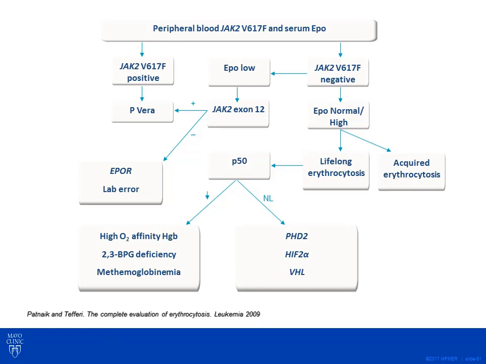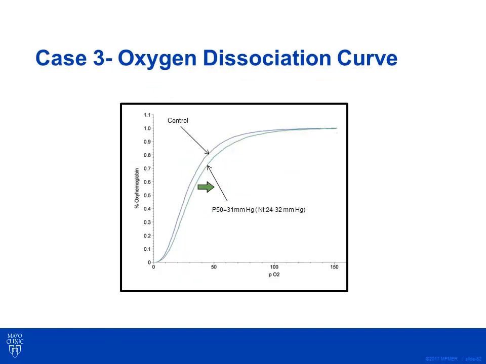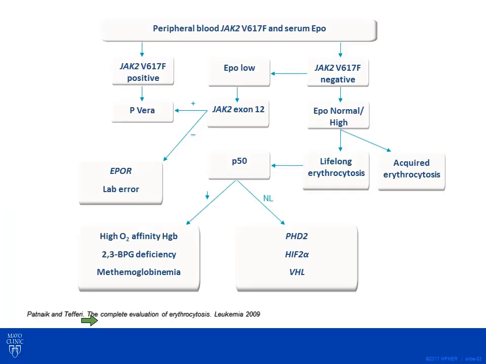We would next do the P50. You can see here, here's the patient. He's actually a little bit right shifted compared to the control, but it still falls within our normal range for a normal P50 value. So we would once again be looking at the oxygen sensing pathway.